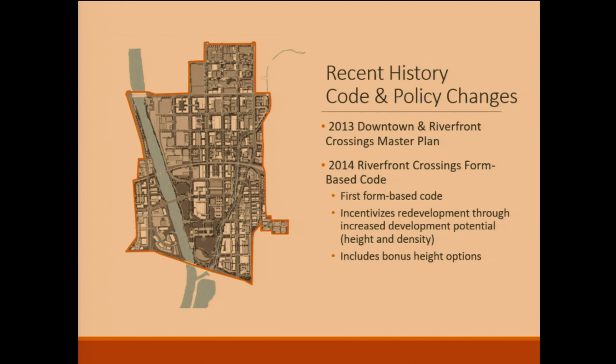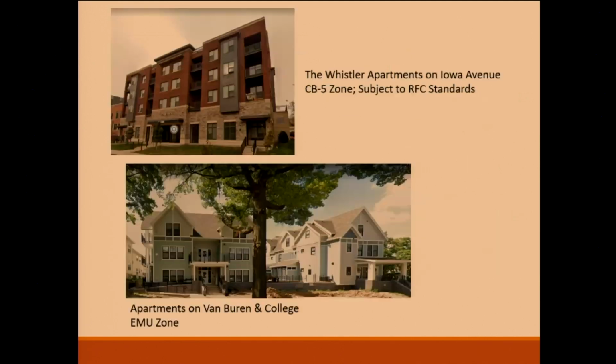Since the Riverfront Crossings Code was adopted in 2015, there have been several amendments. The Orchard District was created, and that's a new zoning designation for an area near Benton and Riverside on the west side of the river. The East Side Mixed Use District was created, which resulted in the development of the apartments on Van Buren and College. The affordable housing requirement was incorporated after the code was originally adopted. And there was also a code amendment that allowed some properties that are outside of Riverfront Crossings that are zoned CB5 to be subject to the Riverfront Crossings standards.